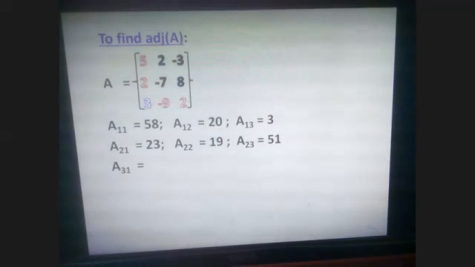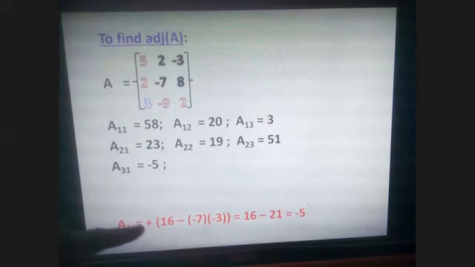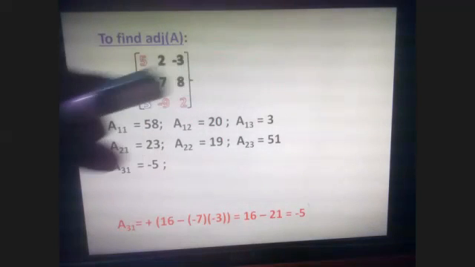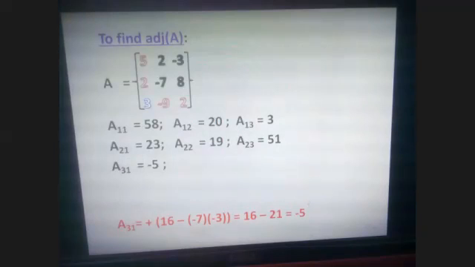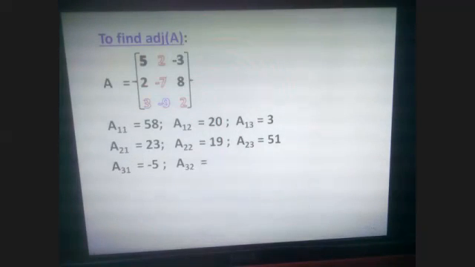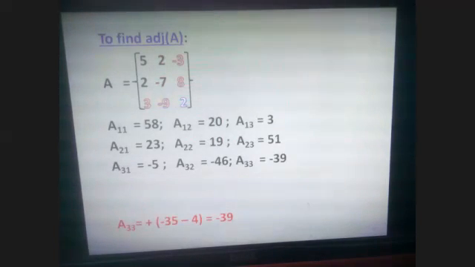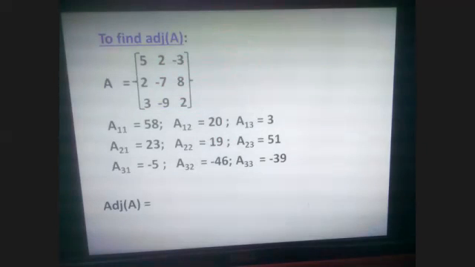A31 will be plus of 16 minus 21, that is minus 5. A32, calculated, that is minus 46, and A33 is minus 45 minus 4, that is minus 35 minus 4, that is 9.